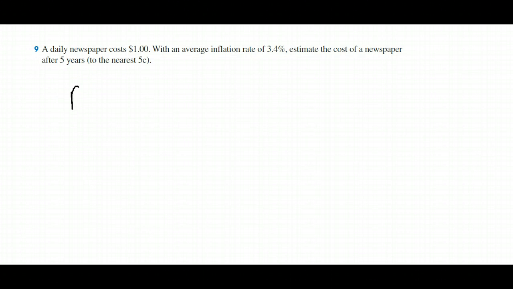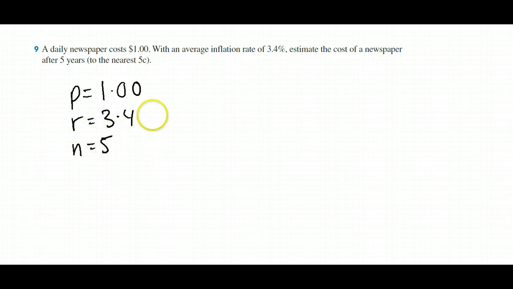Okay, in this question we've got P equals $1. We've got inflation rate is 3.4, and we want to know the cost of the newspaper in 5 years, so N equals 5, and our answer's got to be to the nearest 5 cent.